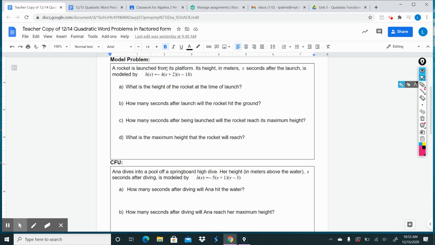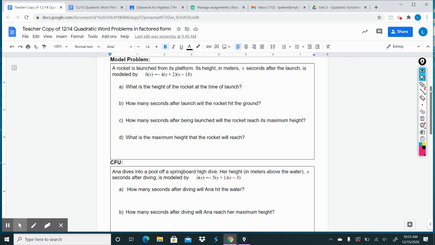Okay, this video is all about quadratic word problems in factored form. Our model problem here: a rocket is launched from its platform. Its height in meters, x seconds after the launch, is modeled by h of x equals -4 times (x plus 2) times (x minus 18).